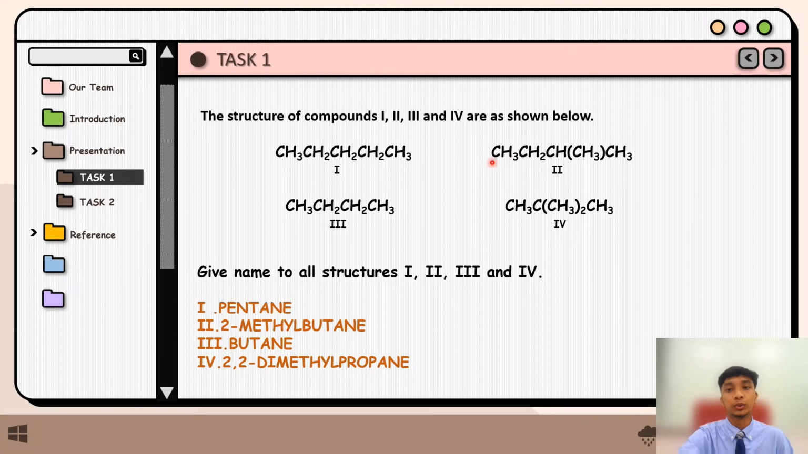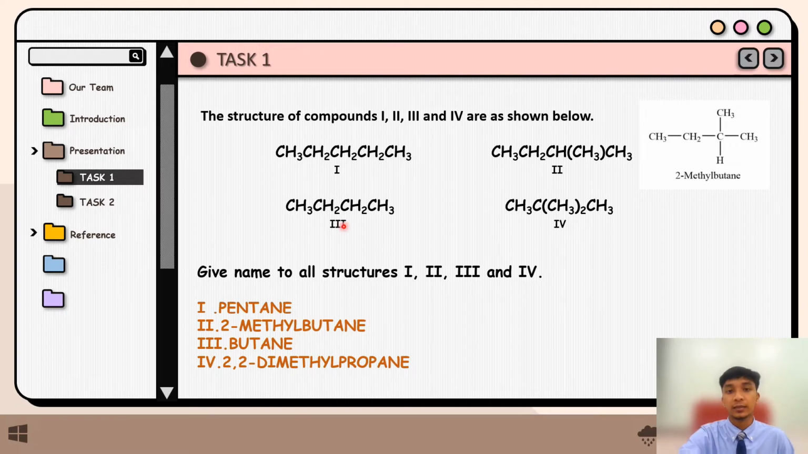So structure number 2. Let's count the longest chain that this structure has: 1, 2, 3, and 4. This C here can be branched into two groups, which is H bonded with H, and bonded with CH3. So the longest chain is 1, 2, 3, and 4, because this methyl will be here. So 4 carbons with a branch of CH3 here. The numbering for methyl is 2, because we start from here, 1, 2, the smallest numbering. So 2-methyl, 1, 2, 3, 4, 2-methylbutane. So this is the answer.